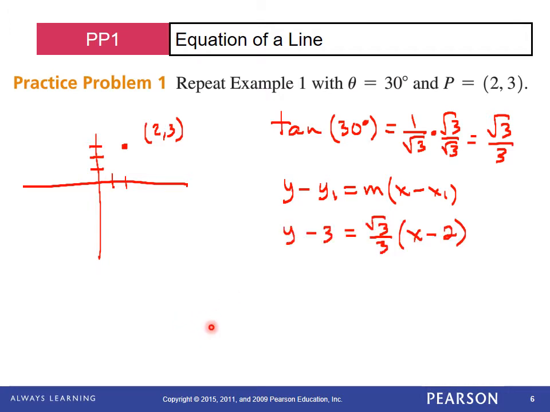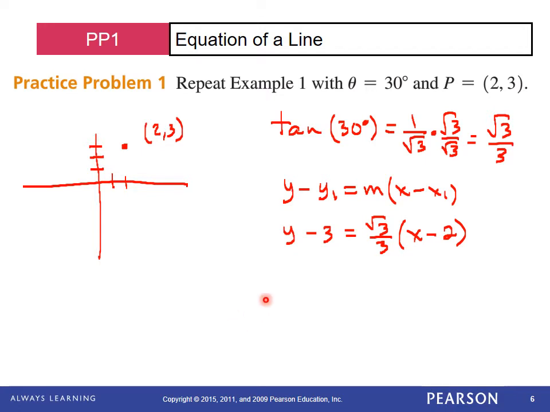So let's go for it. Plugging in the y is equal to 3. There's my slope, and plugging in the 2 for the x, or x1 technically. At this point, we have ourselves the point slope form. Now let's just solve for y.